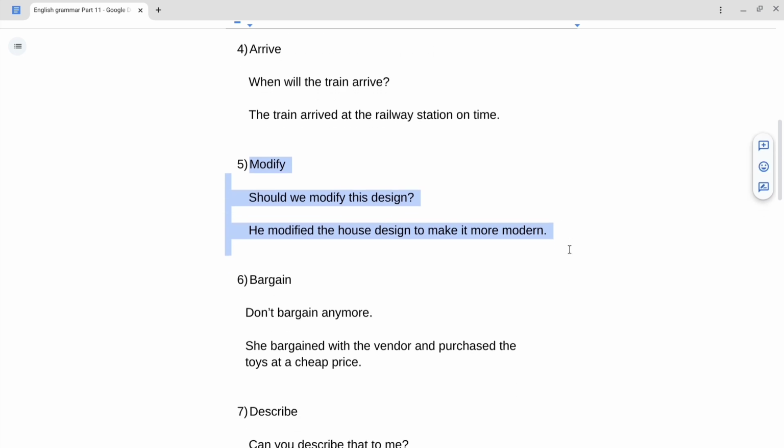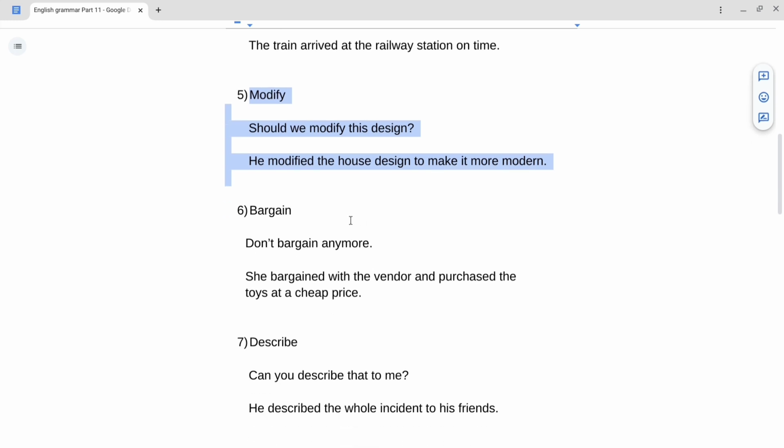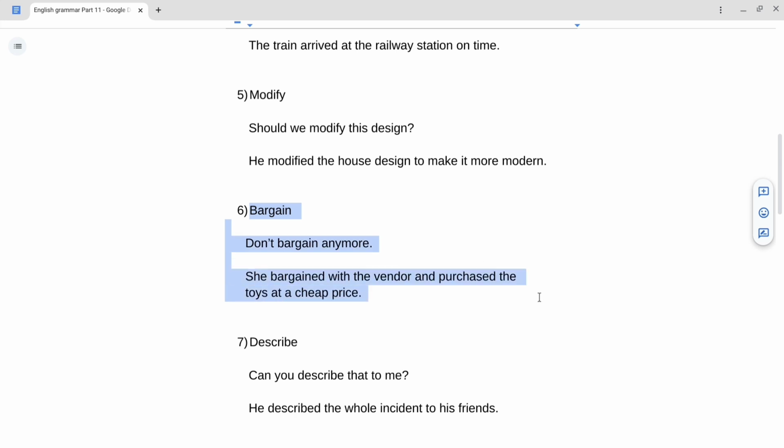He modified the house design to make it more modern. The design was good, but I wanted to make it more modern. So I asked my friend to modify it. So what did he do? He modified the house design to make it more modern. Modify, to make some changes. That is the meaning.